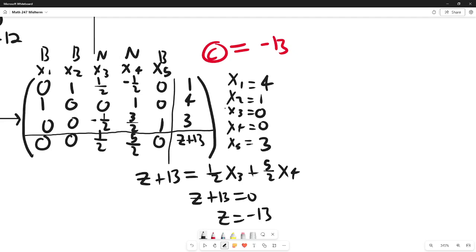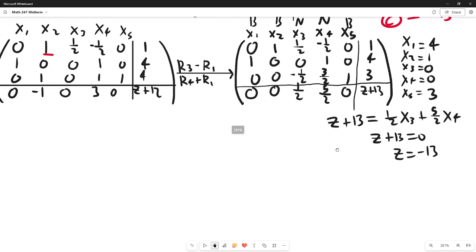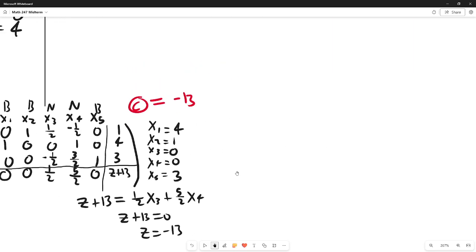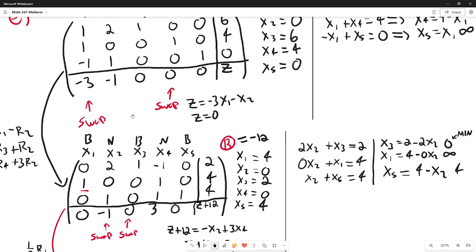Now we know that c is equal to negative 13. We proved that with the graph already as well. But is this the most optimal? Well, remember, we said that it's the most optimal when all the values in the objective function are greater than or equal to 0. Here we now have 0, 0, 1 over 2, 5 over 2, 0, which are greater than or equal to 0. So this is the optimal solution, which I think is part F.